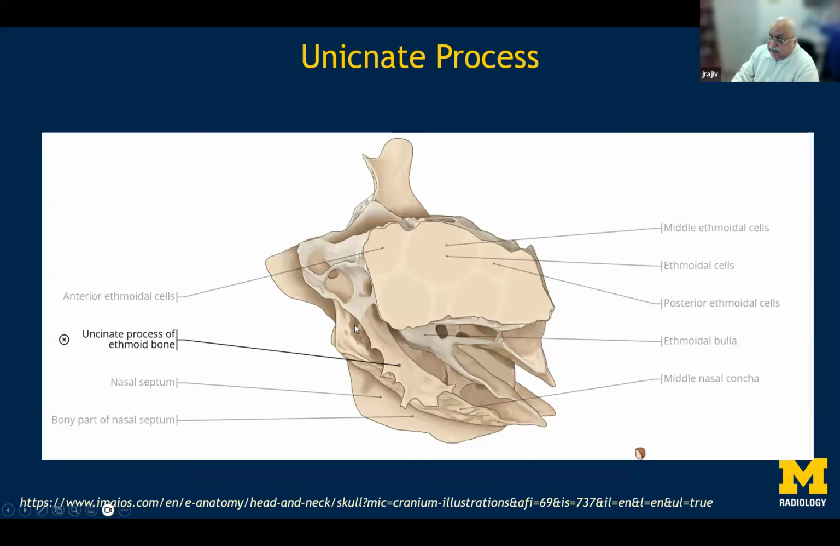This is how the uncinate process actually looks. And this is the smooth edge of the uncinate process, which the surgeon will try to grip and break and fracture so that this area of the hiatus semilunaris is widened, and then there is an automatic widening of the maxillary infundibulum.